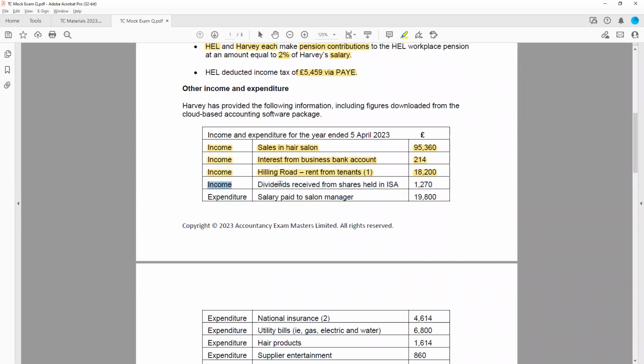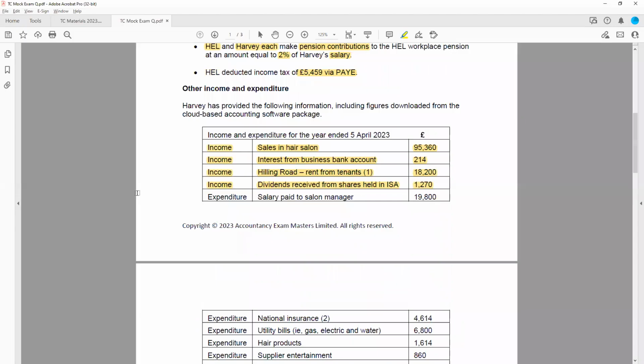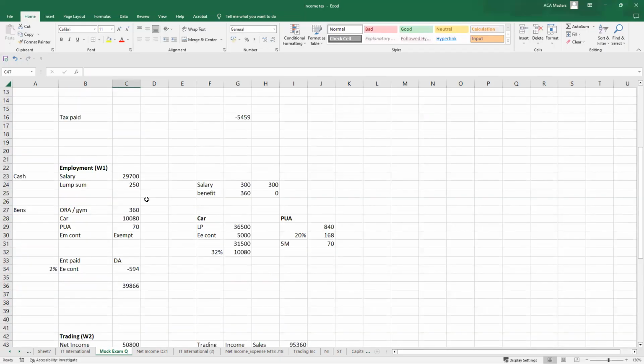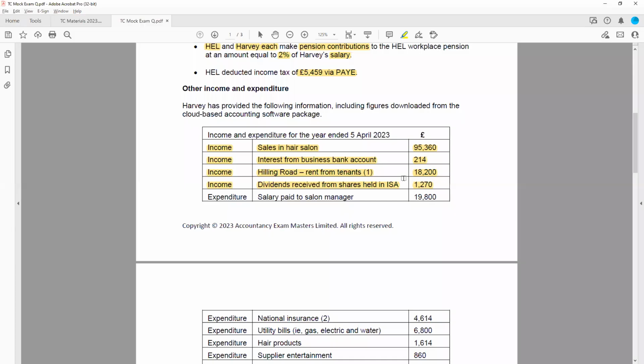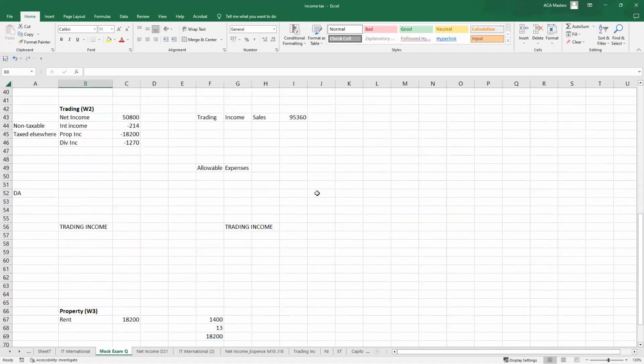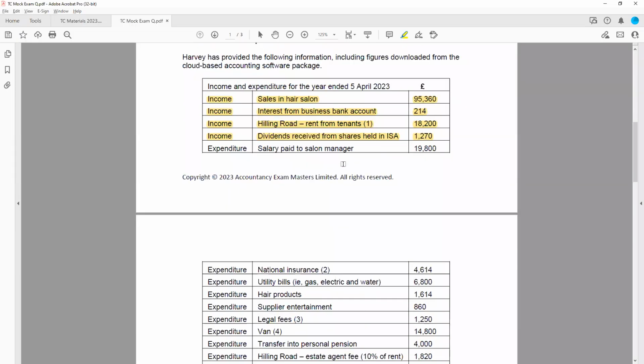So then we've got dividends received from shares held in an ISA. Again, this doesn't relate to the hair salon business. So if we're using this method, you'd need to take the dividend income out, 1270, and then that is taxed as dividend income. But of course, because it's in an ISA, it's exempt. So you could put ISA exempt there, or you could just put divs here. Now, of course, if we've used the other method and we started off with nothing, the dividend income isn't included here. So hopefully you're starting to see how the two methods work.